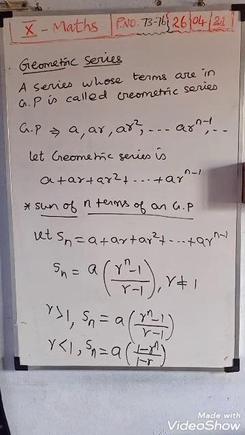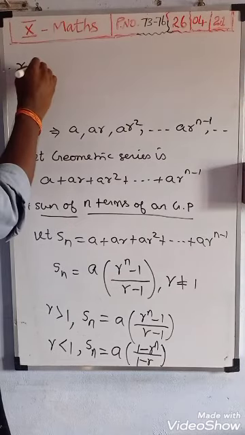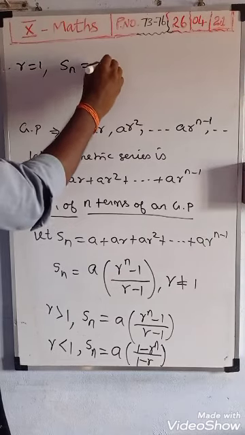Next, suppose here r is equal to 1. Suppose the ratio we are getting is 1, what is the formula? r is equal to 1 means Sn is equal to na.